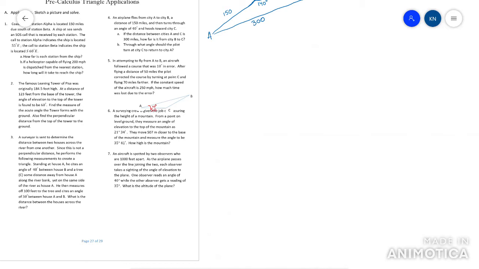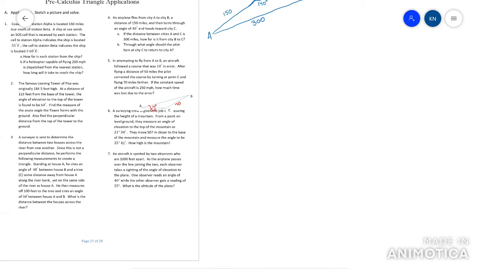And then they say they fixed it once they got to C, and then they flew another 70 miles. So this is 70 miles. And so now you have everything that you need to solve this triangle. It's going to be a law of sines to actually solve the triangle, but then they'll ask you a weird question.